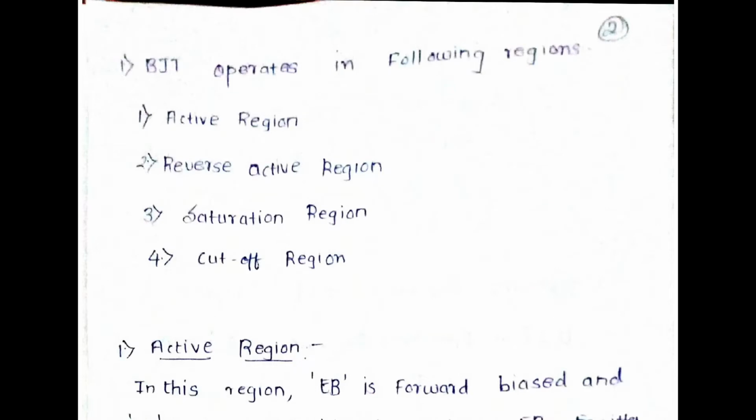So let's begin with the operation regions of BJT. There are four regions in which a BJT can operate. One is the active region, the second one is the reverse active region, the third one is the saturation region, and the fourth one is the cutoff region.